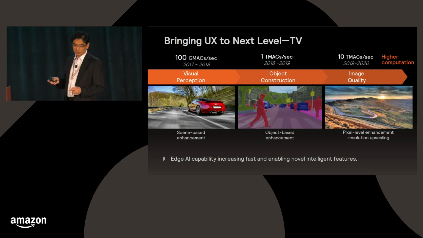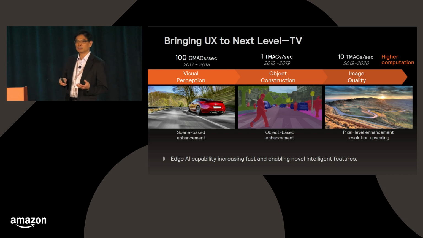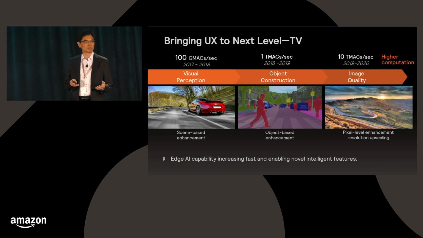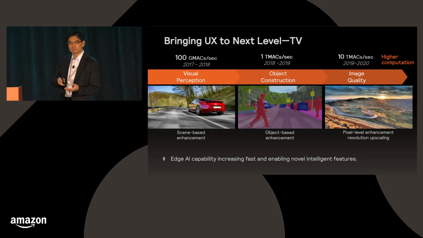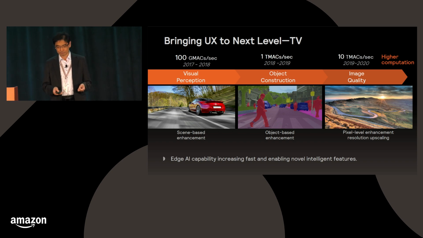And in the future, it will evolve toward image quality enhancement, like super resolution. Right now, 8K TV is available. However, most content is still in Full HD. So AI is good at doing resolution upscaling. However, according to our study, the complexity is still very high.